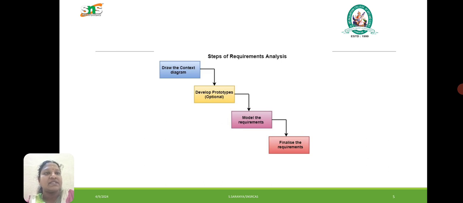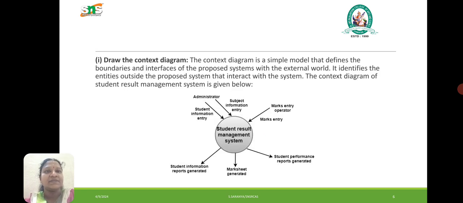Draw the context diagram, develop prototype, model the requirements, finalize the requirements. Draw the context diagram. The context diagram is a simple method that defines the boundaries and interface of the proposed system with the external world. It identifies the entities outside the proposed system that interact with the system. The context diagram of a student result management system is given below. This is one example for a student result management system.